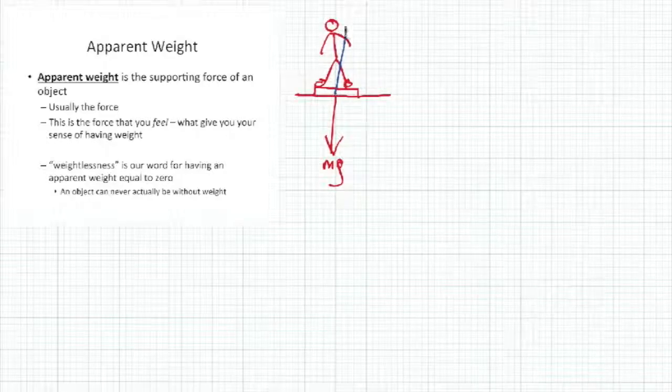Well, the scale. The scale is basically a force meter, and it's applying an upward force. You might call it a normal force. And as the scale does that, the mechanics inside give you a readout of what that force is, and you have a sense of what your weight is.